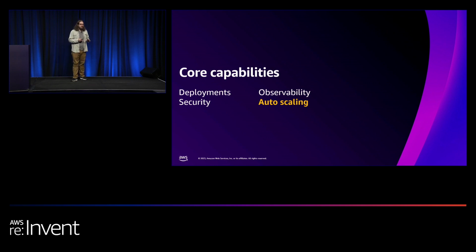So the last core capability I want to talk about is auto-scaling, because this really is the penultimate feature that I think emphasizes why you might want to use App Runner compared to building it all yourself out of the raw AWS toolkit.